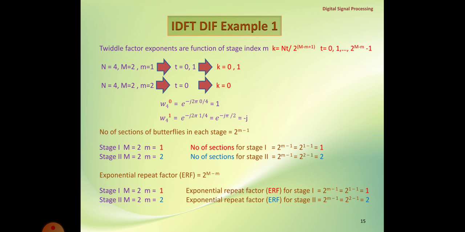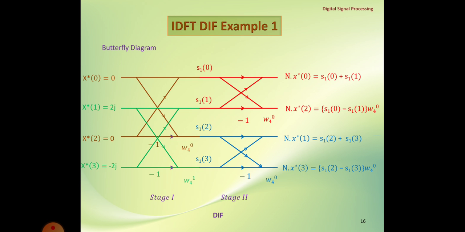Calculating values of the twiddle factors using the definition, omega 4 0 equals 1 and omega 4 1 equals minus j. Next, the number of sections of butterflies in each stage is 2 raised to (m - 1). For stage 1, the number of sections is 1, and for stage 2, the number of sections is 2. Next, the exponential repeat factor, that is the number of times a twiddle factor is to be used. So for stage 1, ERF is 1, and for stage 2, ERF equals 2.